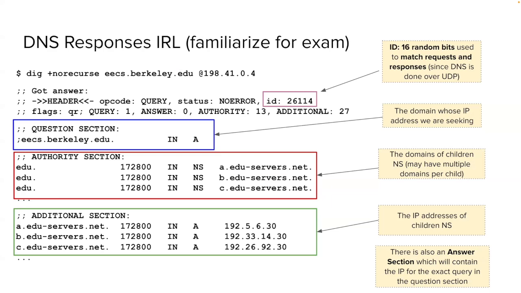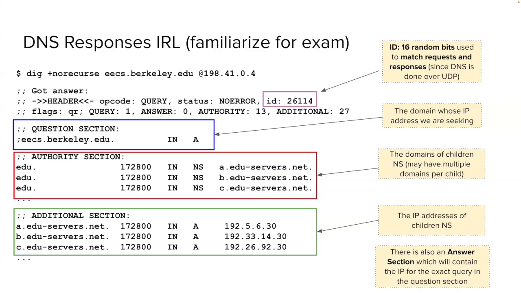We can have an answer, which is the exact domain and the IP. But since we don't know the answer, we have to use a combination of the name server type, NS, and answer. What the root gave you is, this is the edu server, and the name of the domain of that server is a.eduservers.net. So this is a stepping stone between these two.